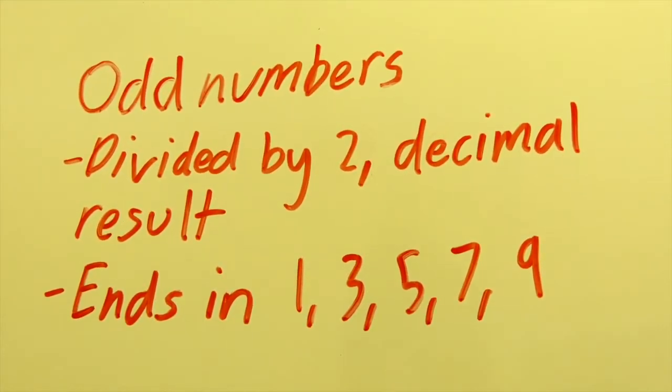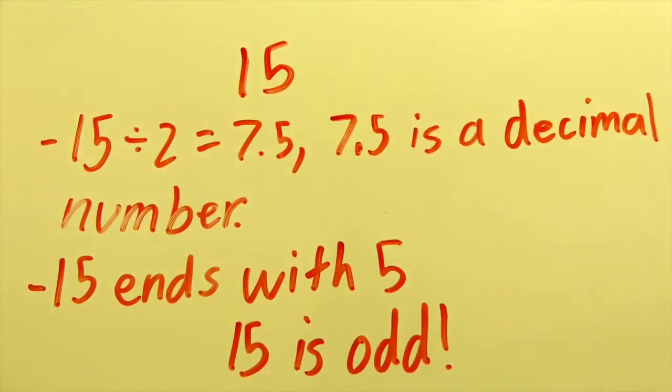The qualities of odd numbers are sort of similar to the even numbers. Everything's just a little tweaked. So when you divide odd numbers by 2, you get a decimal result. So something point something. And they also end in 1, 3, 5, 7, or 9. An example we have here is 15. We can see 15 divided by 2 equals 7.5. And 7.5 is a decimal number because it's got 7 and a decimal point and a 5 following it. We also know that 15 ends with a 5, which is one of the 5 numbers odd numbers end in. So we know that 15 is odd.